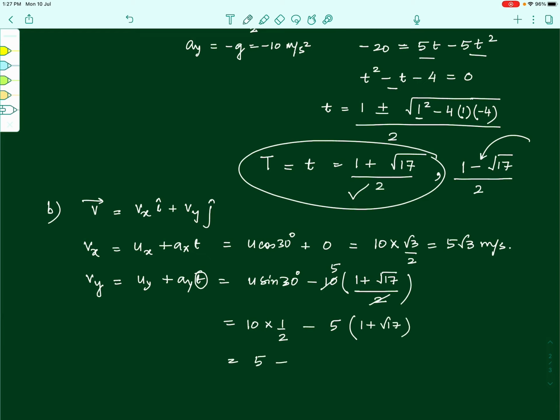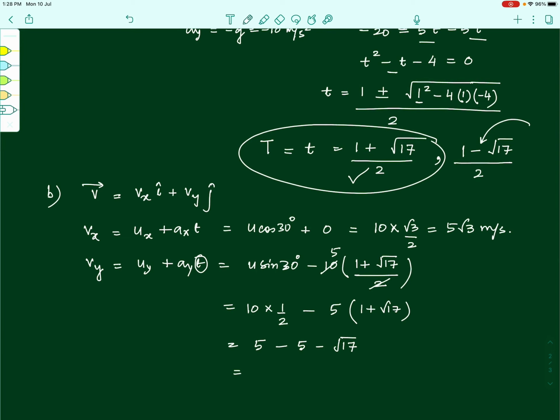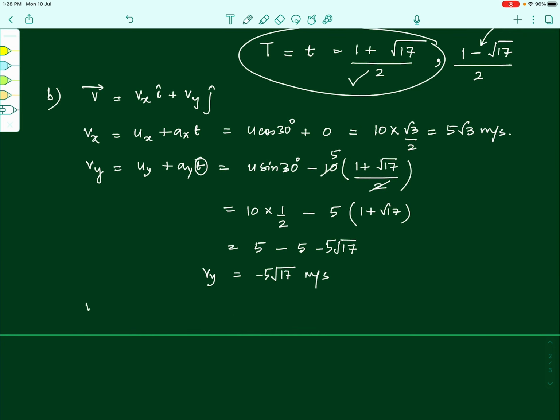So, we can open up the bracket now, 5 minus 5 root 17, right, and then that will be equal to minus root 17 into 5 meters per second. So, this is the velocity along the y direction, right, at a time t. So, what we can do now is we can write the final velocity as the Vx, which is 5 root 3 i cap, plus the Vy, which is minus 5 root 17 j cap. This becomes the final velocity vector.